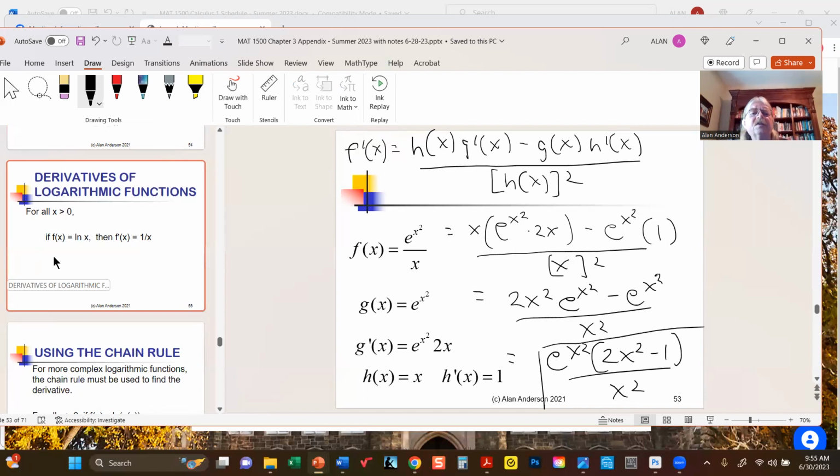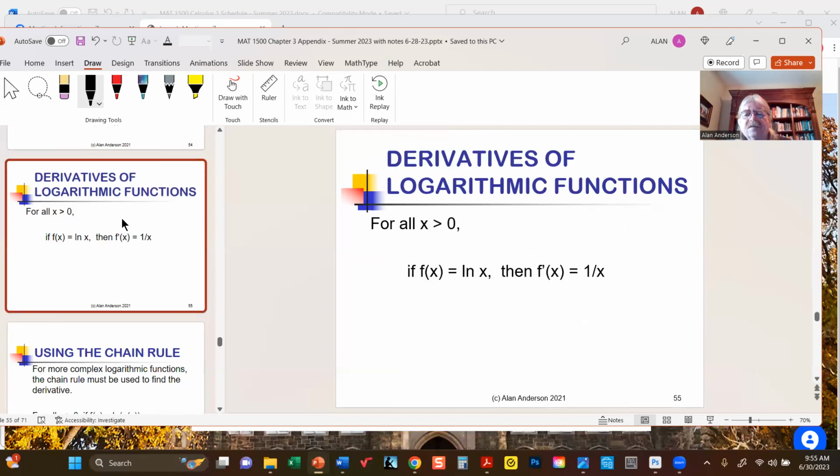We're going to not exactly ignore the other logs, but most of our attention will be on natural logs. But we will see how the results change when we have the other logs. So as long as x is positive, if f of x equals log x, f prime of x is simply 1 over x. Well, that's kind of interesting. And of course, you can see why x can't be 0.